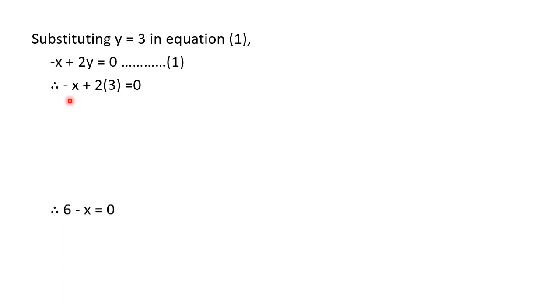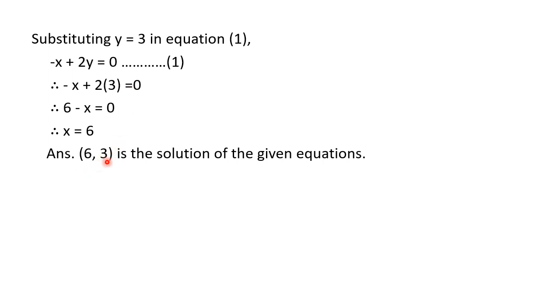So we will get minus x. Here 3 into 2 is 6 is written first and then minus x is written is equal to 0. You can write down minus x plus 6 also, no doubt. So let's shift this x this side. So we will get x is equal to 6. Okay, so we got value of x as 6 and value of y as 3. So we can write down that therefore 6 comma 3 is the solution of the given equations.